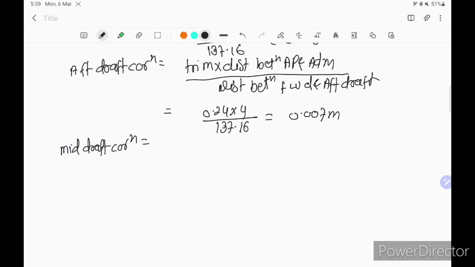This is the first step to solve this question. So trim, the distance between mid draft and mid draft mark.